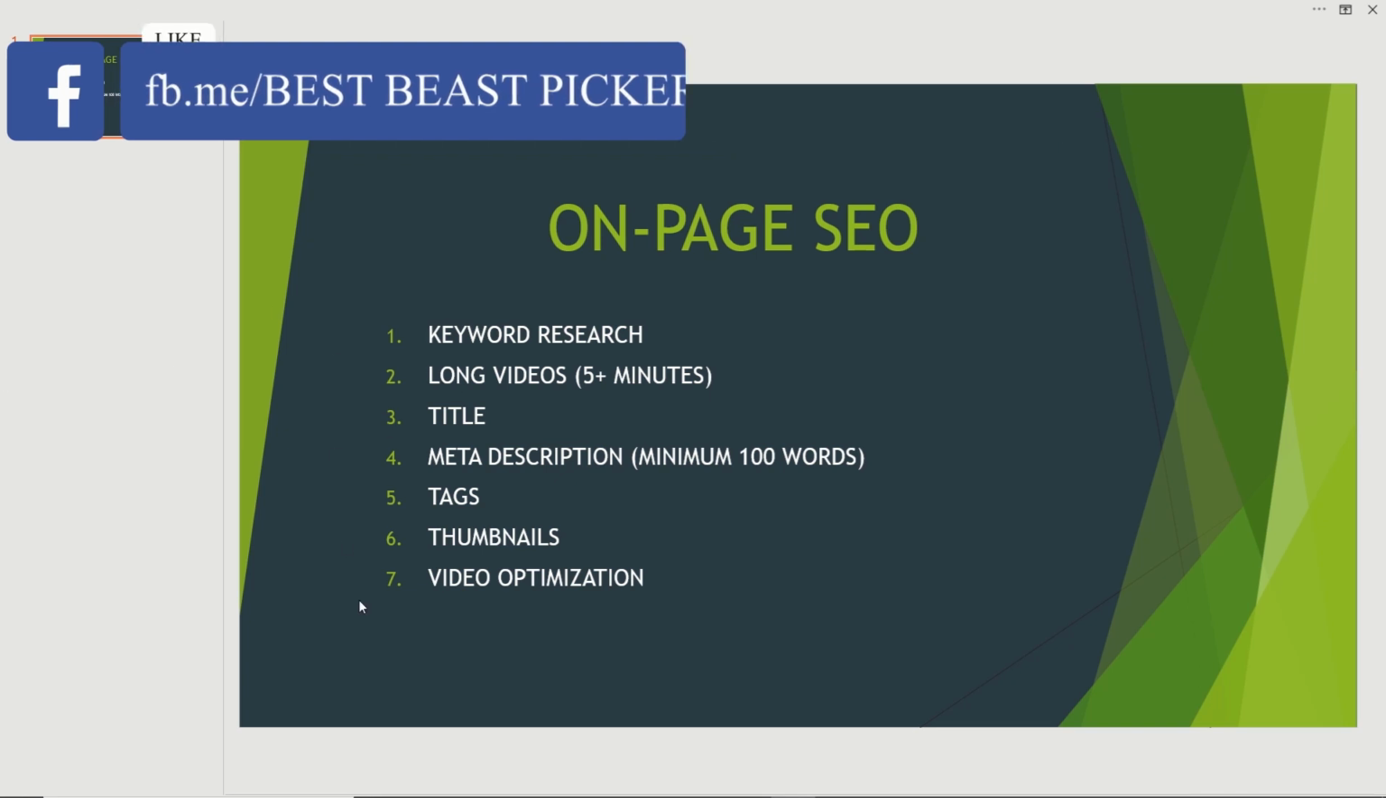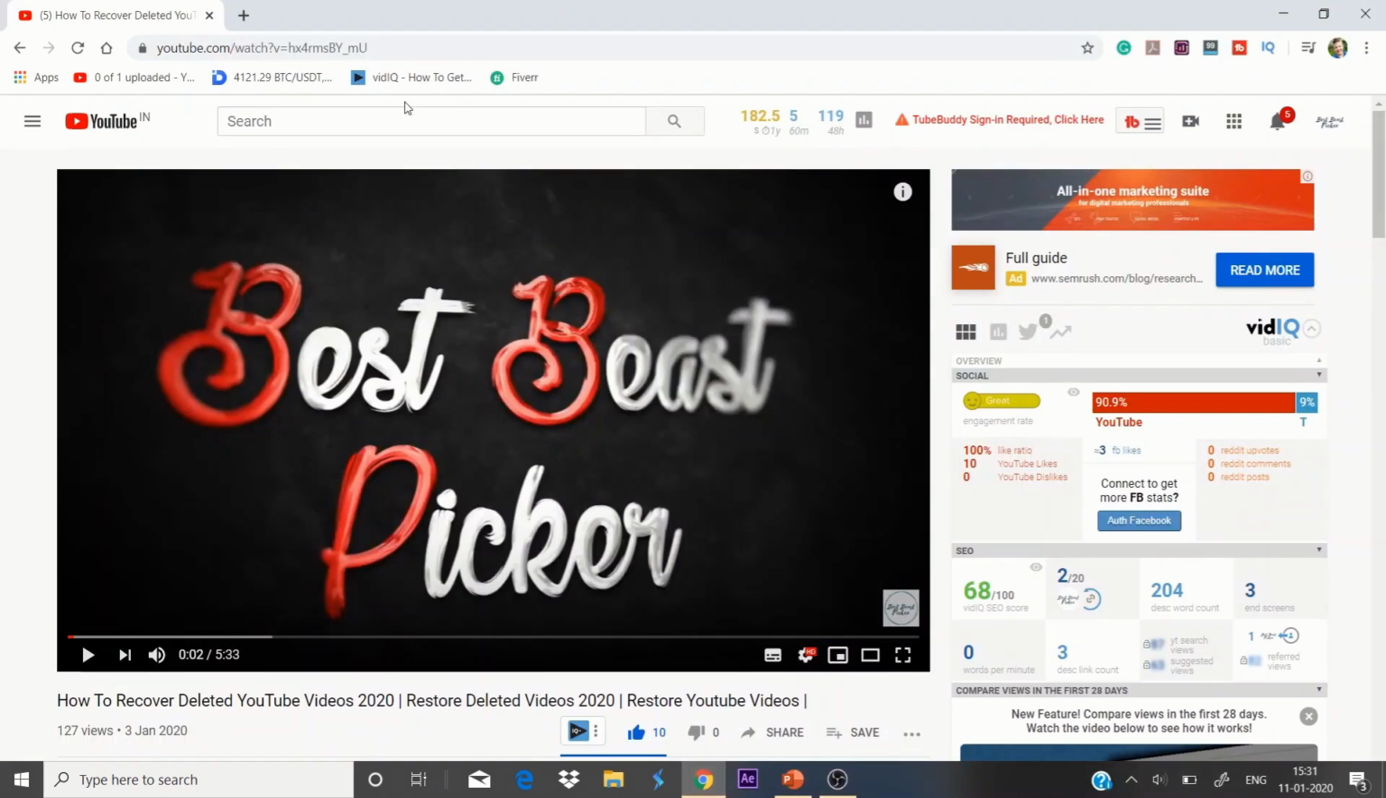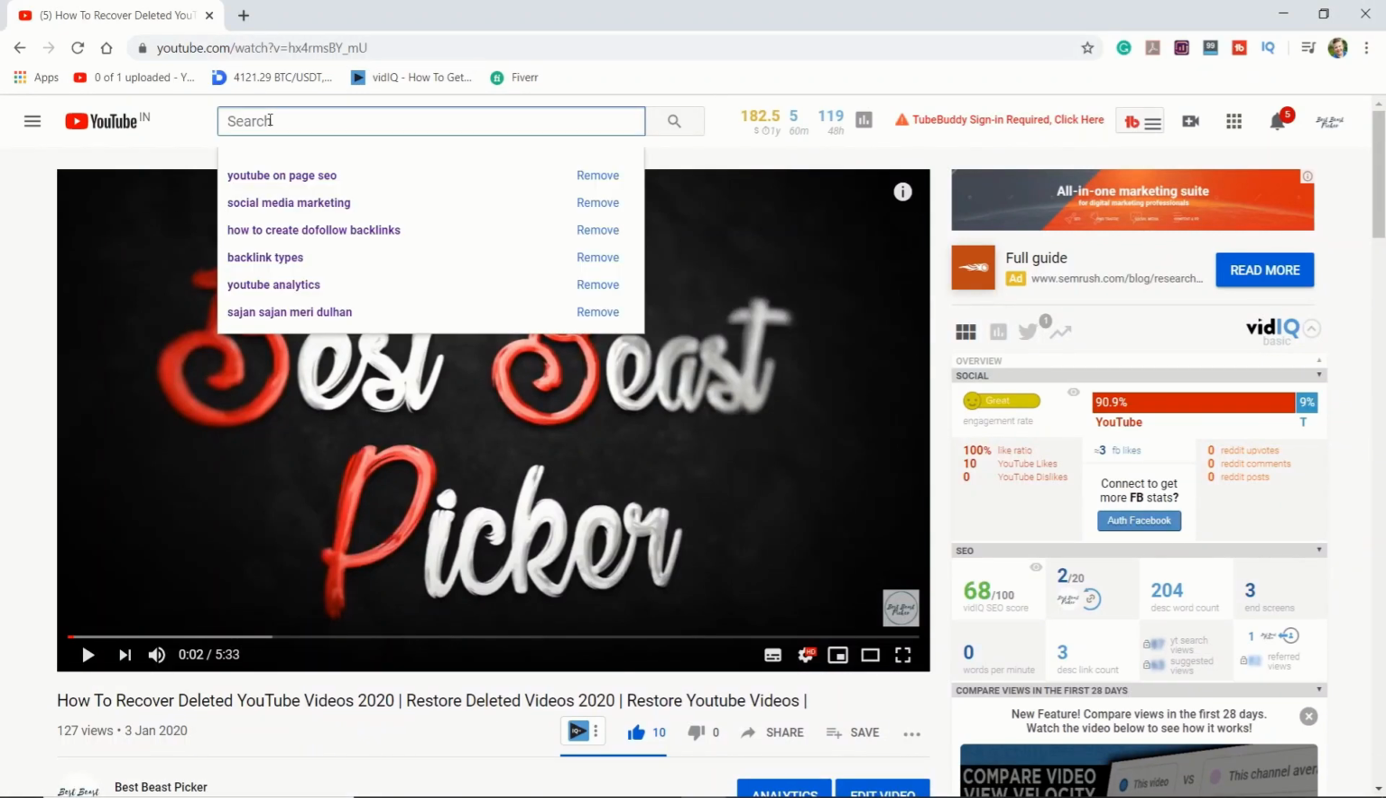So there you can see 7 main topics in the YouTube on-page SEO. The first one is keyword research. I already made a video on keyword research. To visit the video, please click on the above notification. You will get more information about keyword research and keyword research tools. I'm going to explain keyword research again very briefly.